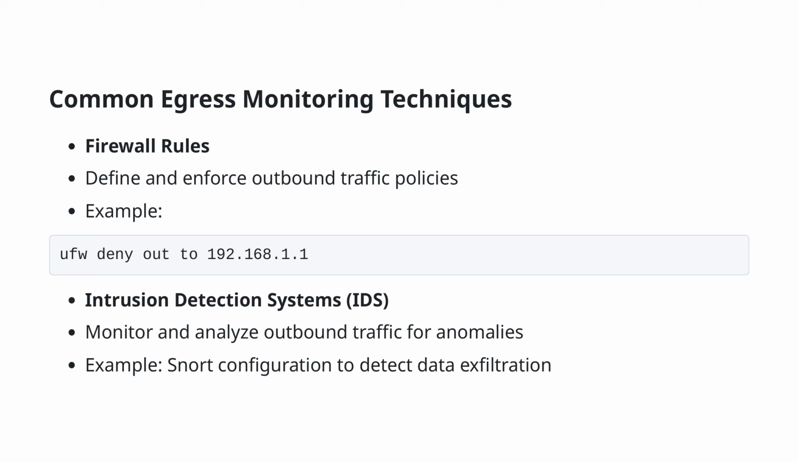specific IP address. Next, intrusion detection systems, or IDS, come into play. These systems are designed to monitor and analyze outbound traffic for any anomalies indicating potential security breaches. An example configuration using Snort, a popular IDS, allows it to detect potential data exfiltration activities. In summary, both firewalls and IDS are practical and effective tools in monitoring outbound traffic, aiding in the detection and prevention of unauthorized data transfers.